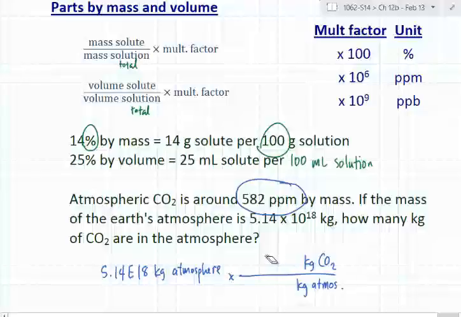There it is. 582 milligrams. If we said 582 kilograms of CO2, then that would be per how many kilograms of atmosphere? Million, 10 to the 6. See how that works? That's because we're talking parts per million. So it could be any mass unit as long as it's the same. That could be grams or kilograms or milligrams or whatever, as long as it's the same mass unit. That tells you the ratio, 582 of CO2 per million of total.